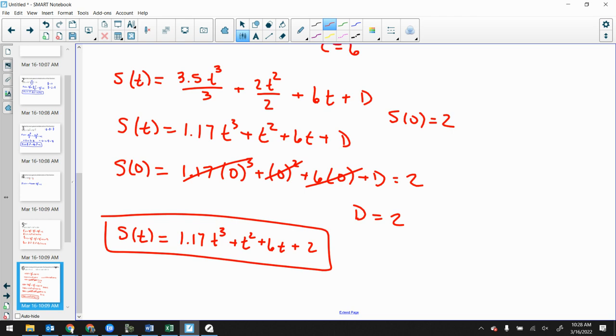Question? Could you leave the 1.17 as like 7/6? Yeah, if you wanted to leave it as fraction form, that's fine. In terms of acceleration and velocity and position, it's more often going to be decimals, but you do you. Questions about that one?